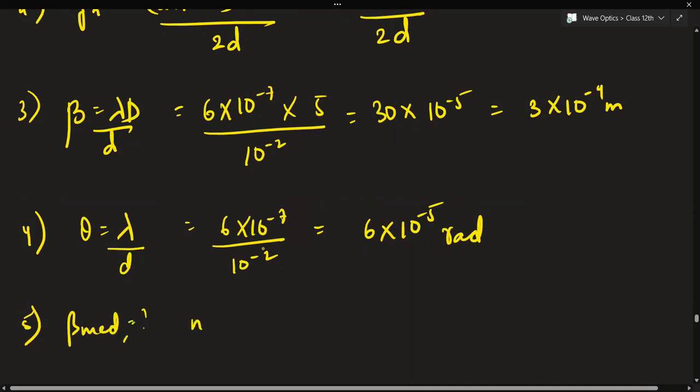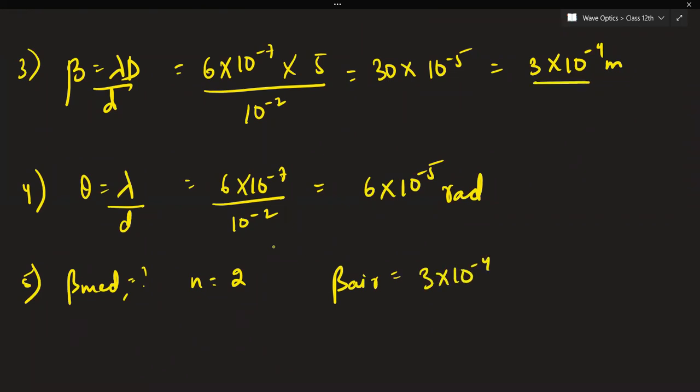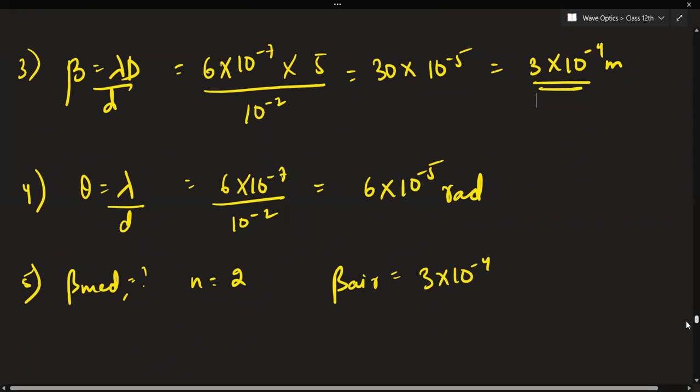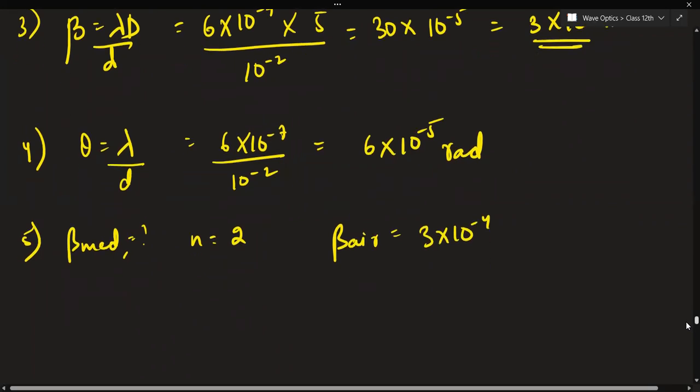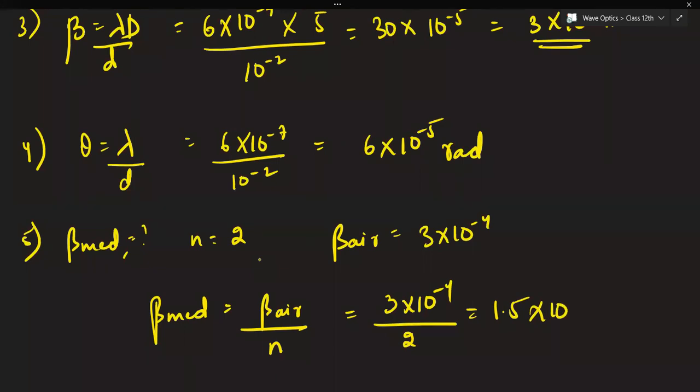Suppose there's an additional part which says calculate the fringe width in a medium where the refractive index is 2. So how will you calculate? See, in the third part, what you have calculated is the fringe width in air. So fringe width in air is 3 into 10 to the power minus 4. If you have to calculate in a medium, divide the fringe width in air by the refractive index. So 3 into 10 to the power minus 4 by 2 is 1.5 into 10 to the power minus 4 meters.